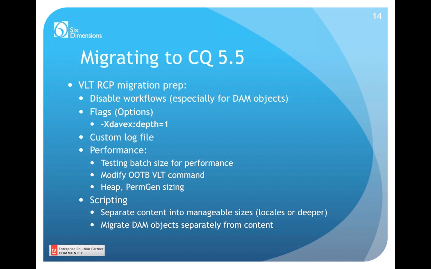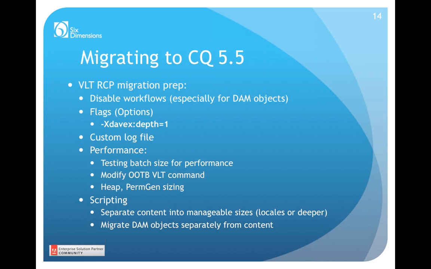And we'll get into that in the pitfalls here in a little bit. But the easy way to avoid that is while you're doing a migration, disable all the workflows in your system. And like I said, it's very easy now through the OSGI console to do that. There are various flags, aka options, for the VLT RCP command. Specifically for the VLT command, the one I highlighted here, and I'll talk about a couple more in a second here, but the most important is the xdavx depth equals 1.